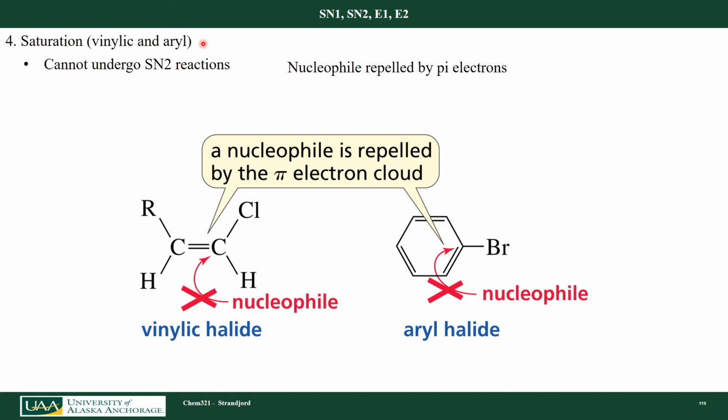What's the situation with a vinylic or aryl alkyl halide? If I look at this molecule down here, my chlorine is attached directly to my carbon-carbon double bond, and this one here is actually attached to a carbon with a carbon-carbon double bond. This one would be a vinylic, this one would be an allylic alkyl halide. It turns out this electron cloud is negative enough that it actually repels any nucleophile that will be coming in. So vinylic and aryl alkyl halides do not undergo SN2 reactions.